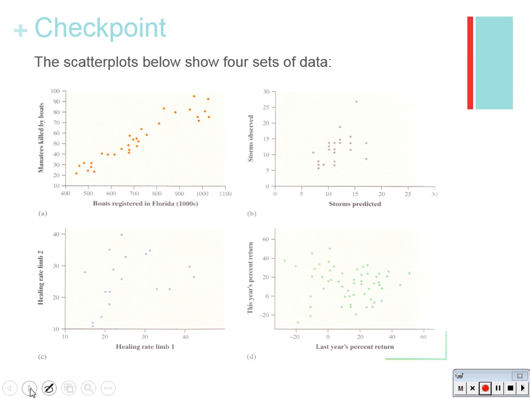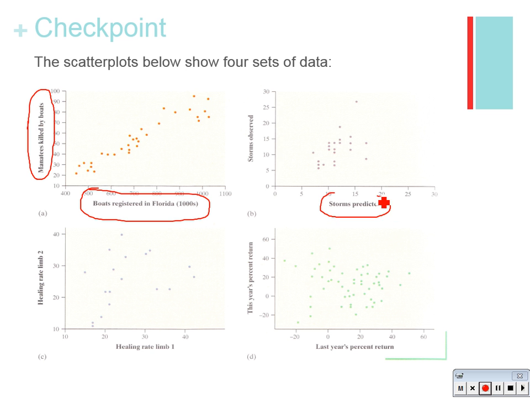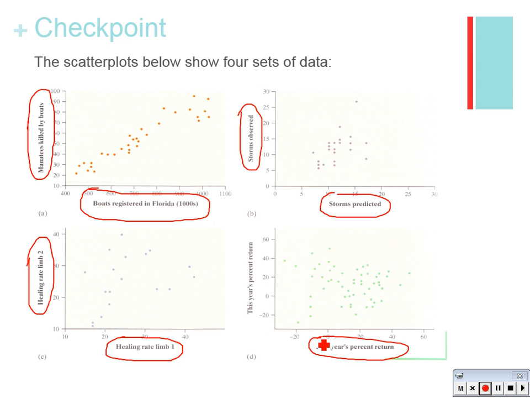So for these questions, you have 4 graphs, one of which measures the number of boats that are registered in Florida versus the number of manatees that are killed by boats. This graph here is the number of storms that are predicted versus the number of storms that actually occur. This graph here is the healing rate for limb 1 versus the healing rate for limb 2. And then you have last year's percent return, using that to predict this year's percent return.